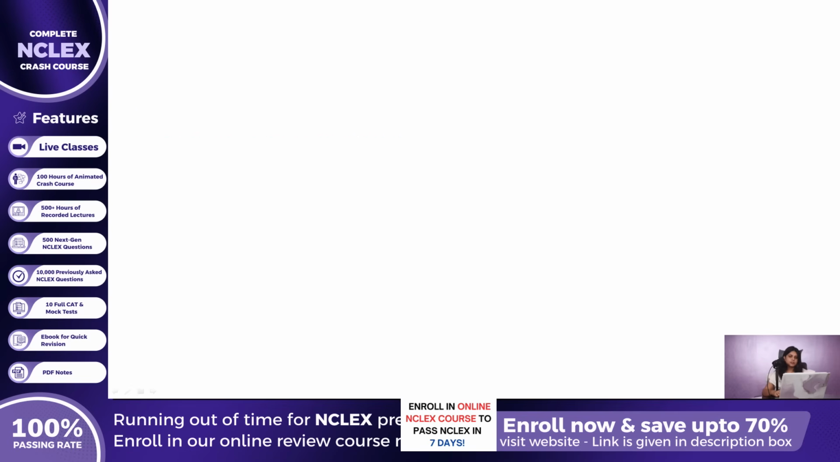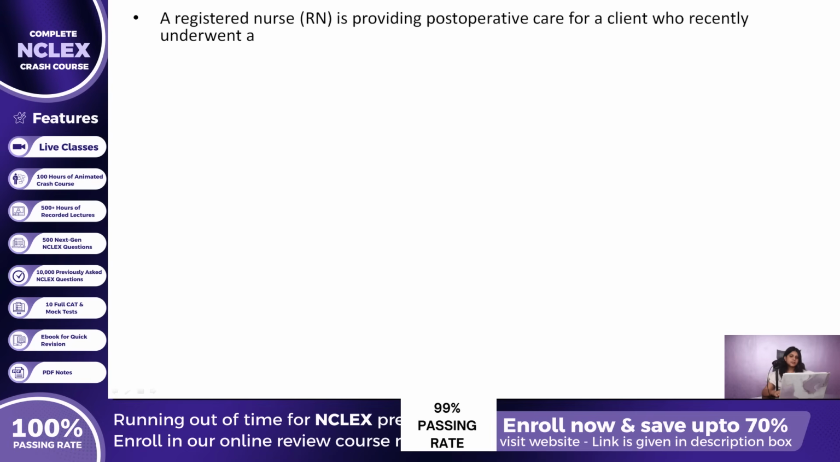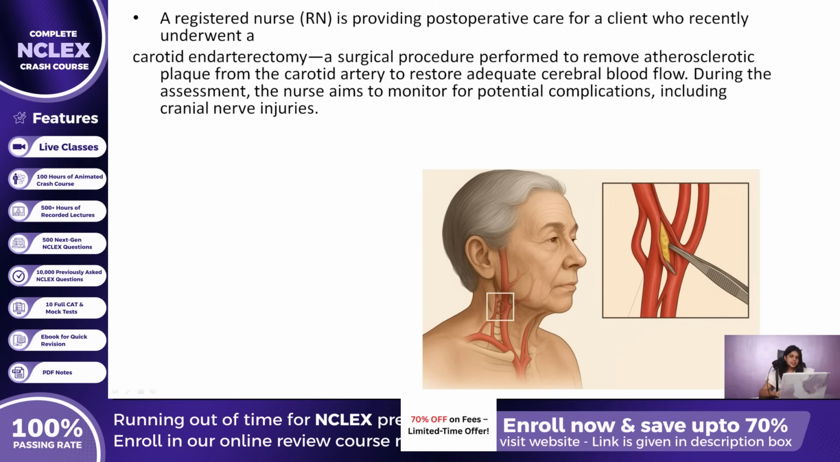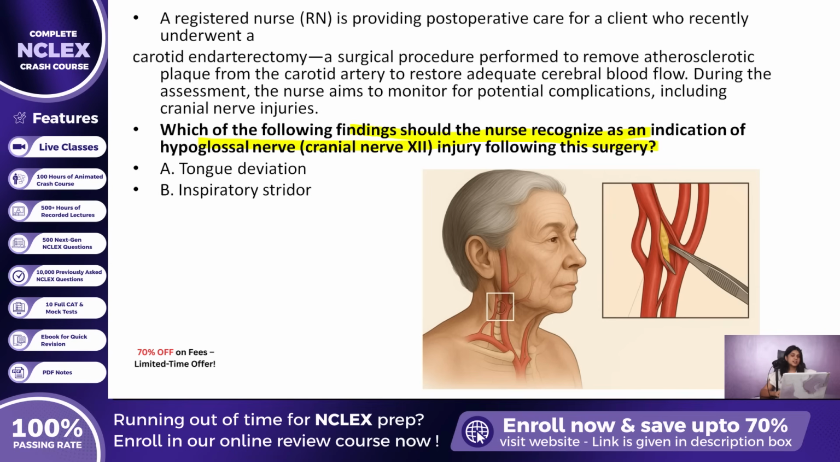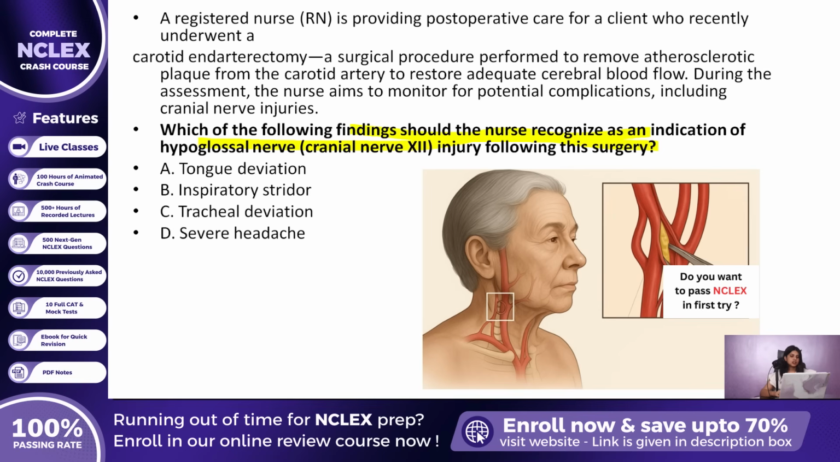Moving attention to question 16, a registered nurse is caring for a client who recently underwent a carotid endarterectomy, a surgery that removes plaque from the carotid artery, to restore proper cerebral blood flow. The nurse must closely monitor for potential complications, especially cranial nerve injuries. The question is, which finding indicates hypoglossal nerve injury after this surgery? The options include A, tongue deviation, B, inspiratory stridor, C, tracheal deviation, and D, severe headache.